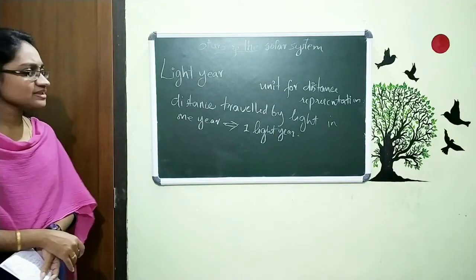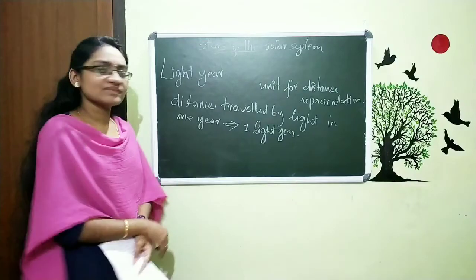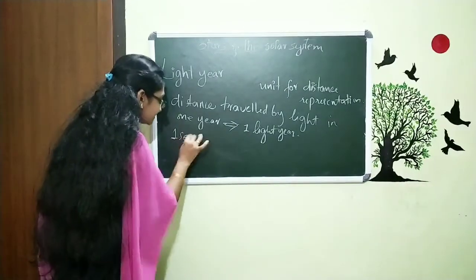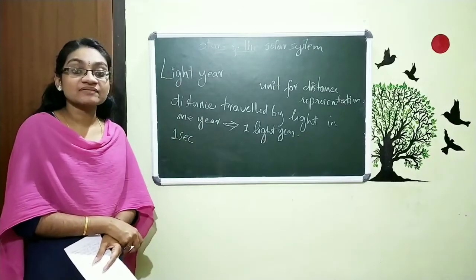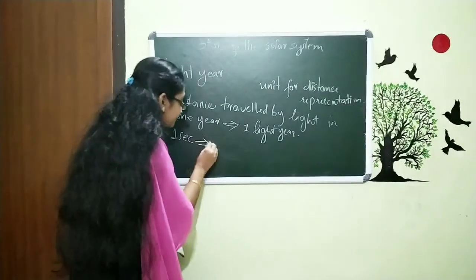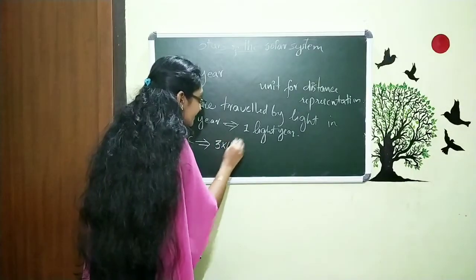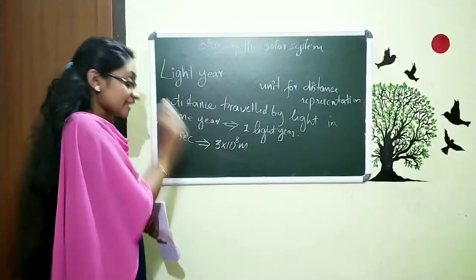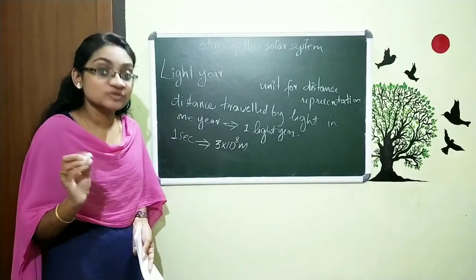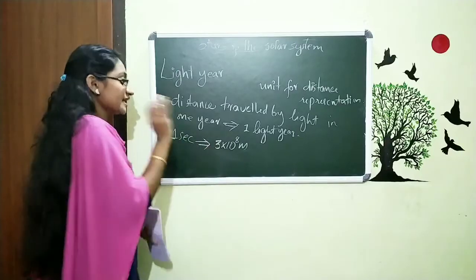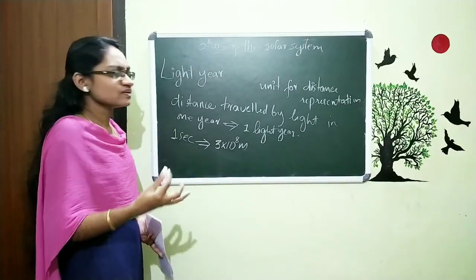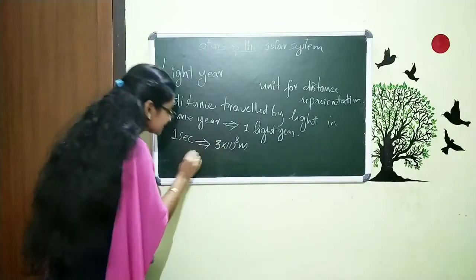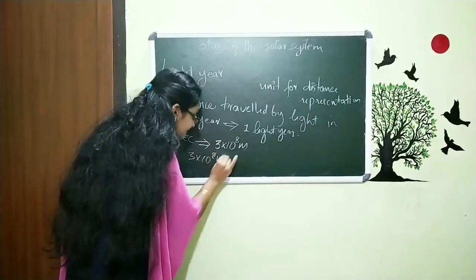Now my question is, what distance is light travelling? For 1 second, how much distance is light travelling? Light is travelling 3 into 10 raised to 8 meter. That is, for 1 second, the light is travelling 3 into 10 raised to 8 meter. So, we can write the speed of light, or also velocity of light. We generally say it as speed of light. So, the speed of light is 3 into 10 raised to 8 meter per second.